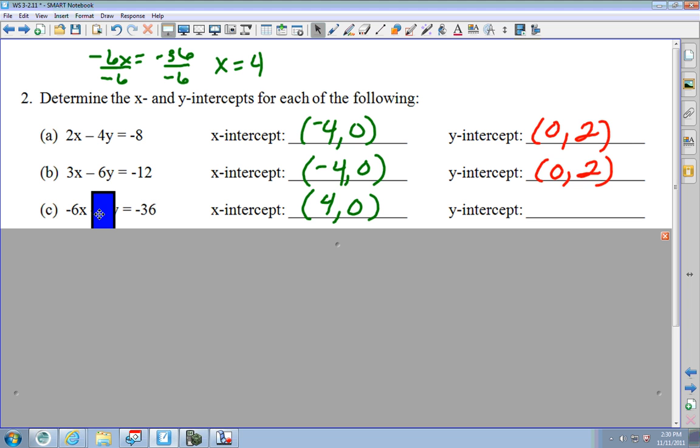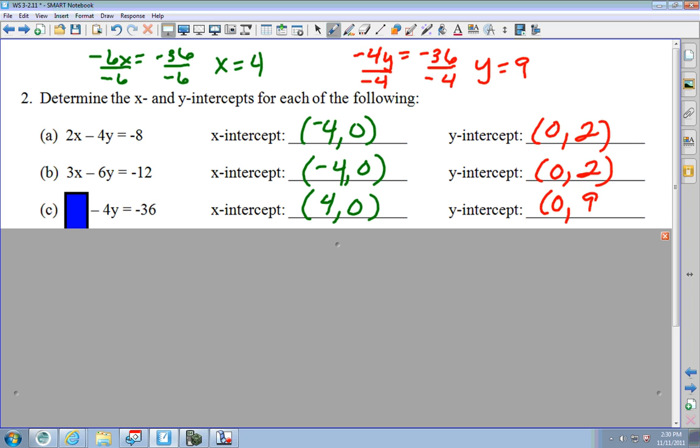The y-intercept, I'm going to cover up the x. I'm going to get negative 4y equals negative 36. I'm going to divide by negative 4. And y equals 9. I have 0, 9.